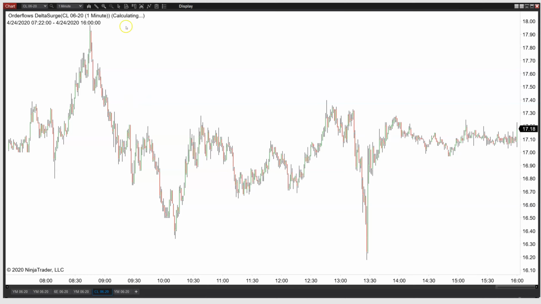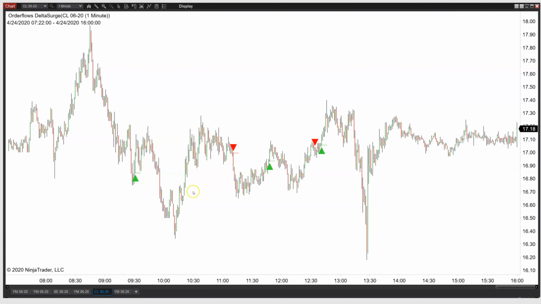Okay, you see it says calculating, so I know it's working right now. It just takes a minute for it first initially to come up. Okay, there's a little move here, there's a little move down here, so a little move up. This one just sort of went sideways. This was a small move up. Here we're just sort of going sideways.